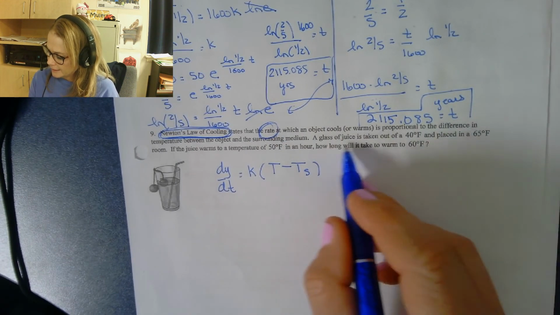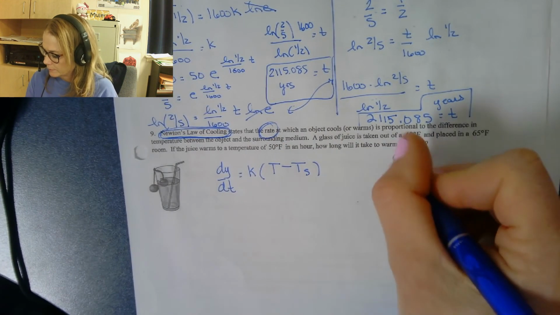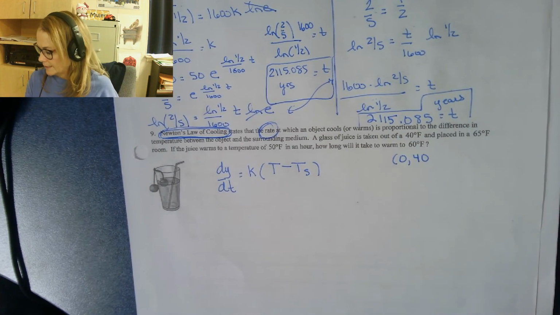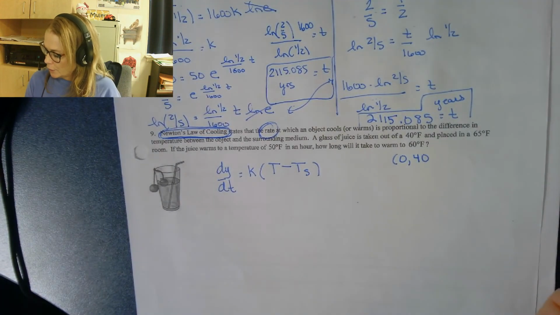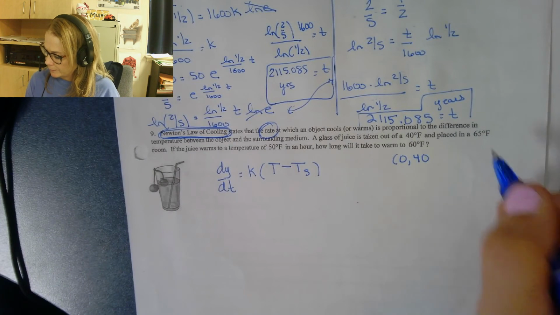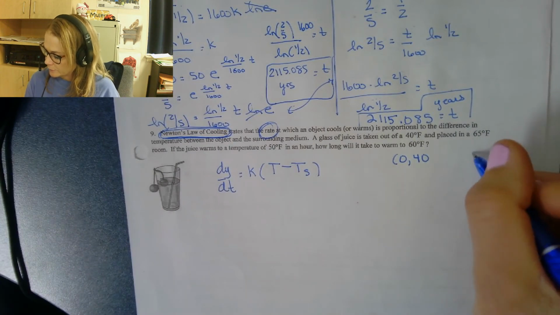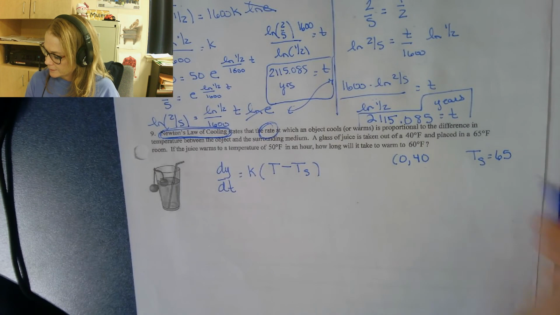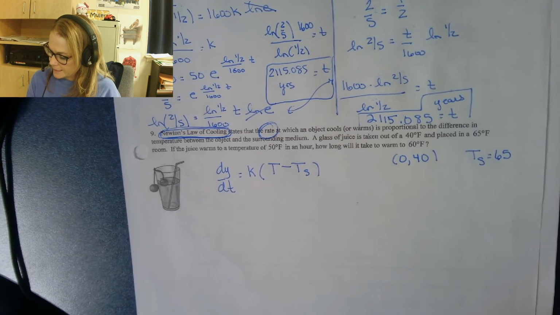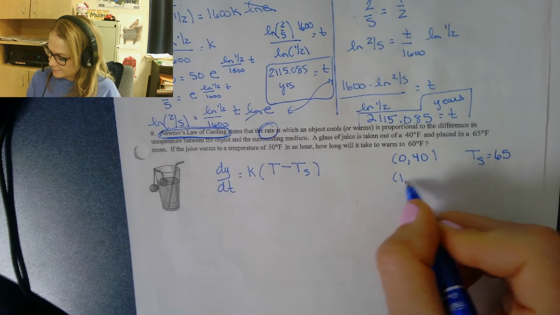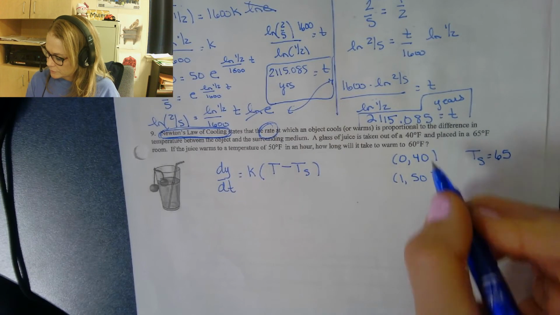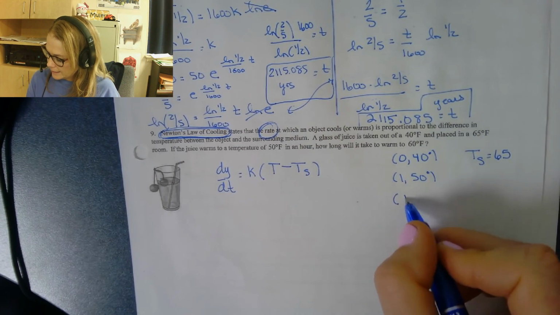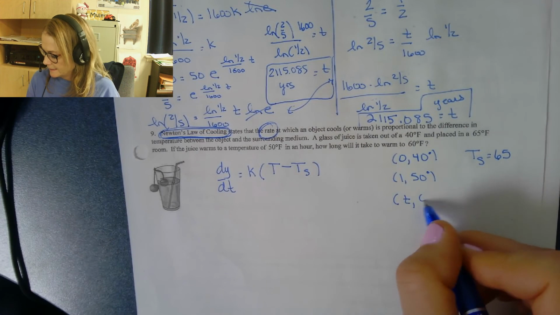All right, so a glass of juice is taken out of 40 degrees. So at time 0, it's sitting in a 40-degree icebox, refrigerator, what have you. So the initial temperature is 40, and then it's going to be placed in a 65-degree room. So that's your T surrounding. And then in 1 hour, the juice is 50 degrees. And in how much time will it be 60?